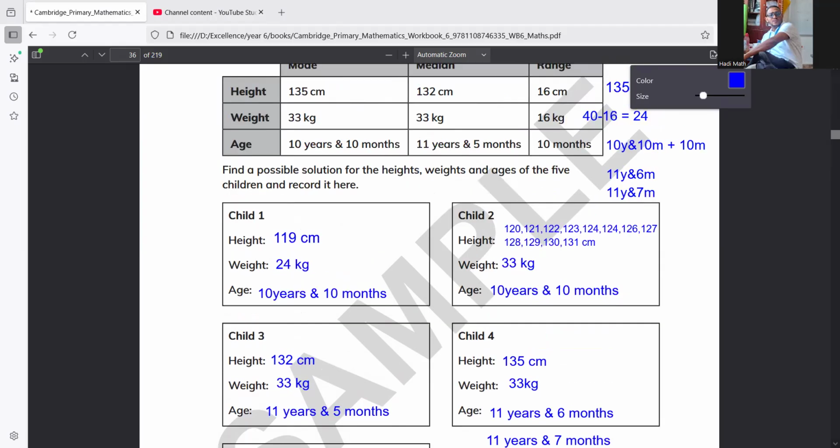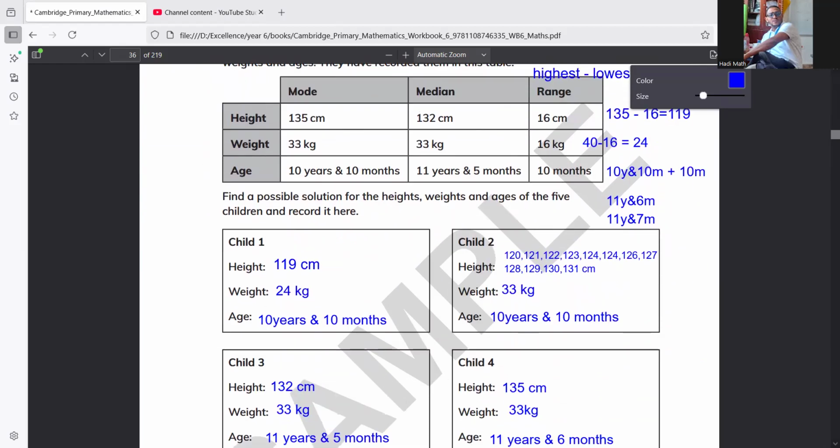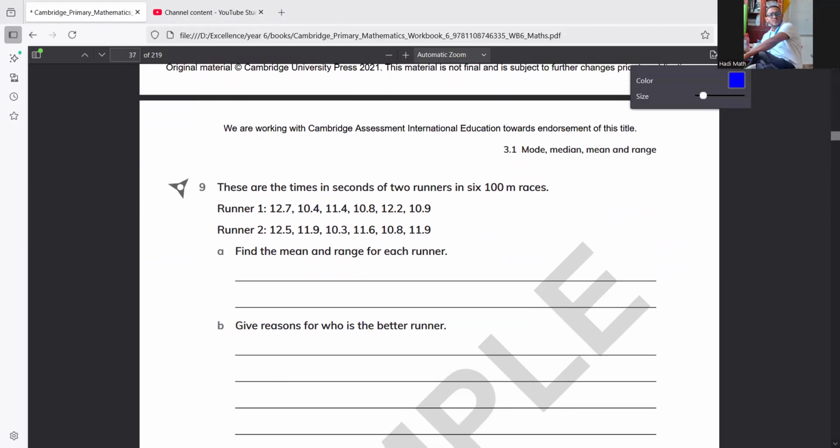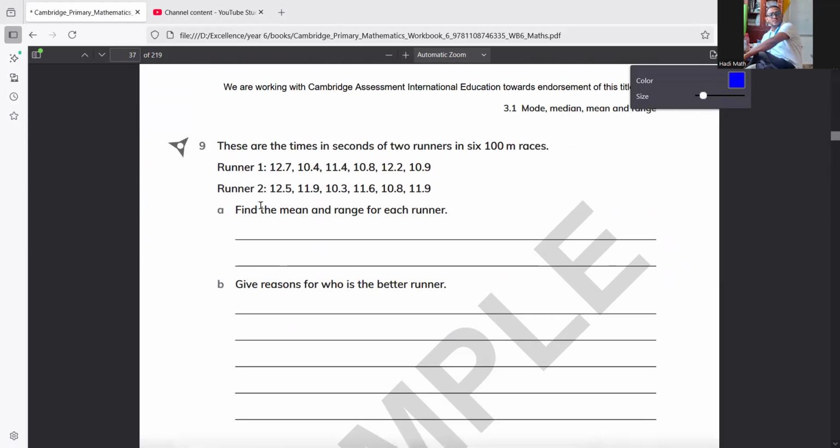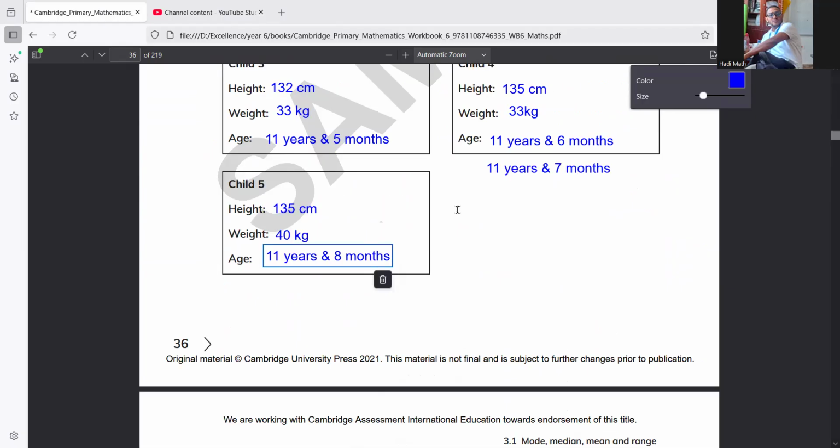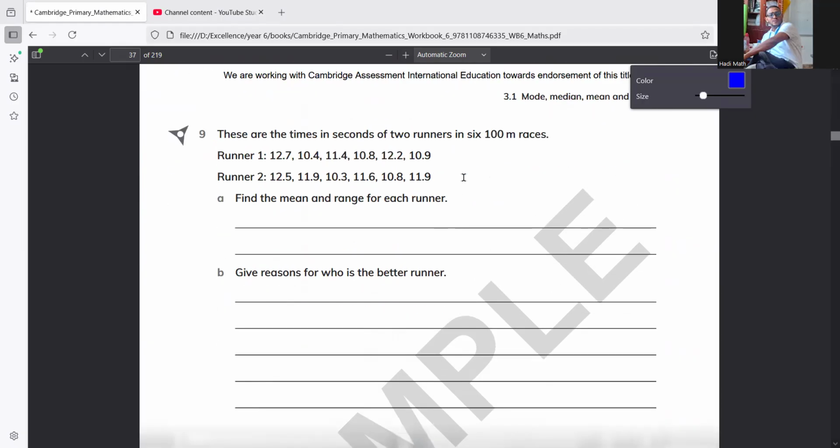This is how we solve this question. Now we find all my 5 boys according to the information given. Let's go to question 9. They say these are the times in seconds of 2 runners in a 600-meter race. Runner 1 is 12.7, 10.4, 11.4, 10.8, 12.2, 10.9. Runner 2 is 12.5, 11.9, 10.3, 11.6, 10.8, and 11.9. Find the mean and range for each runner.